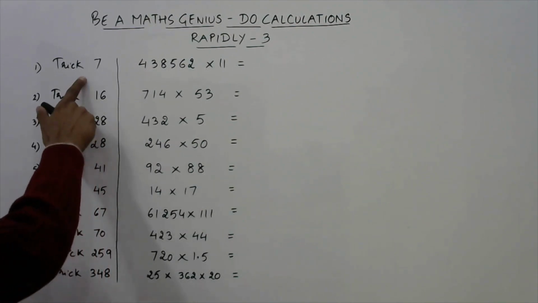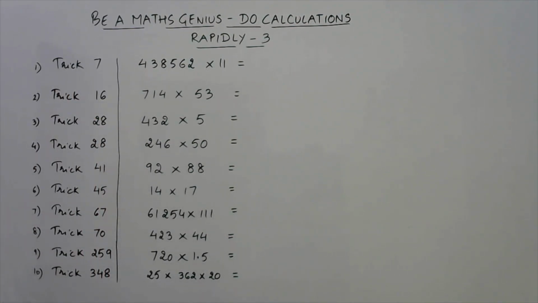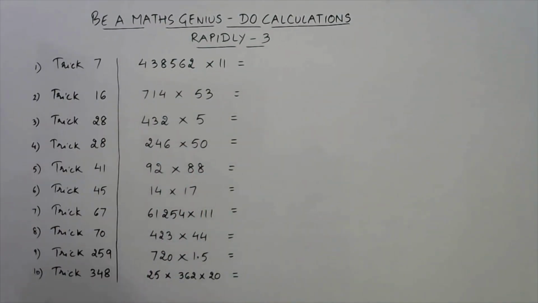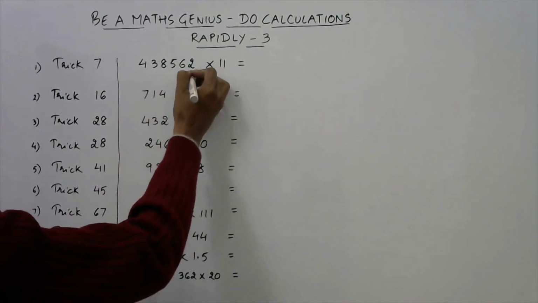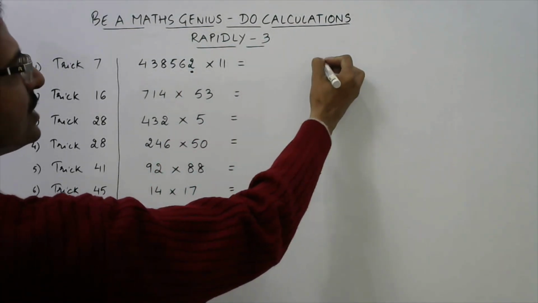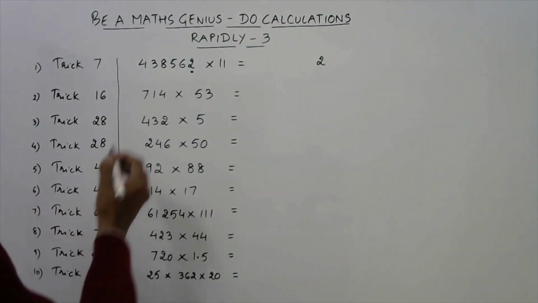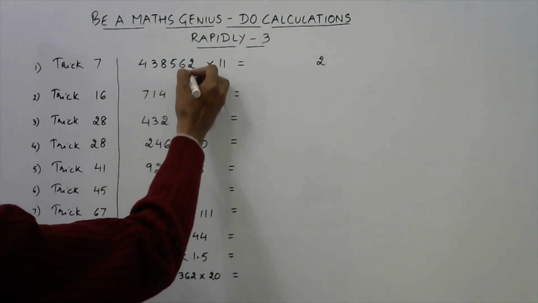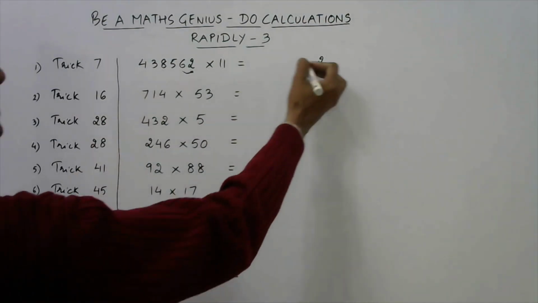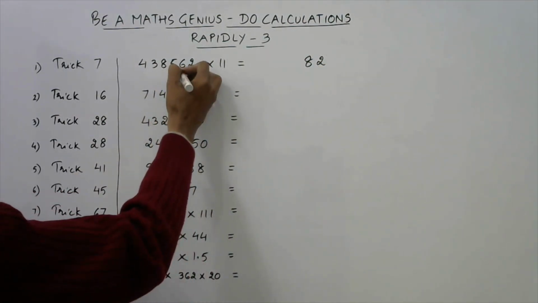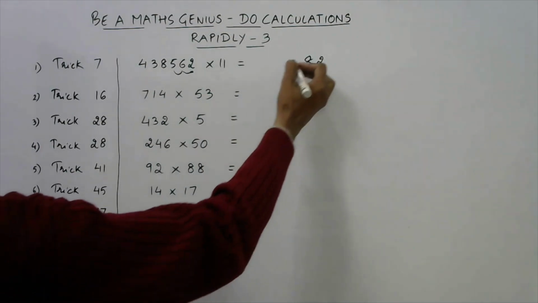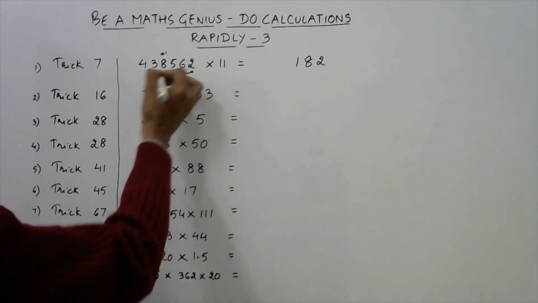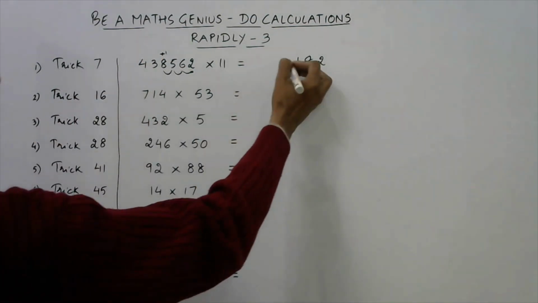In trick number 7, I discussed a method through which you can multiply numbers by 11 orally. For this, you need to start from the unit place, write the unit digit, and then start adding from the unit digit in pairs. Like 2 plus 6 is 8, 6 plus 5 is 11. So we retain 1 and carry 1.